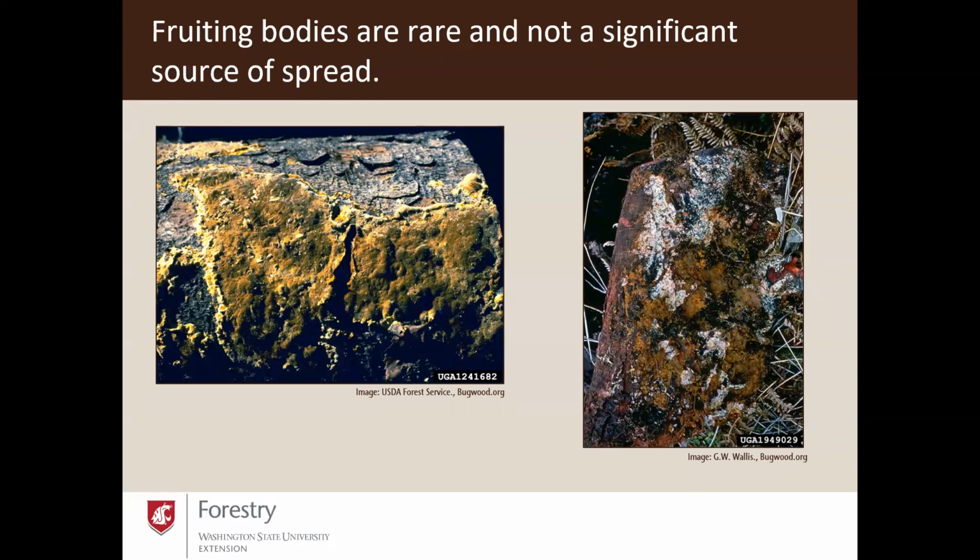Root-to-root contact is the primary method of spread. Rarely will spores be successful, but that's where you're going to get a new root disease pocket opening up if spores are successful, but that's rare. Most of the spread is through root-to-root contact.